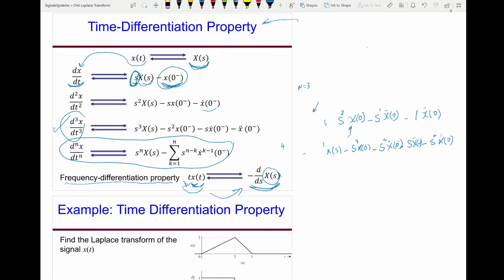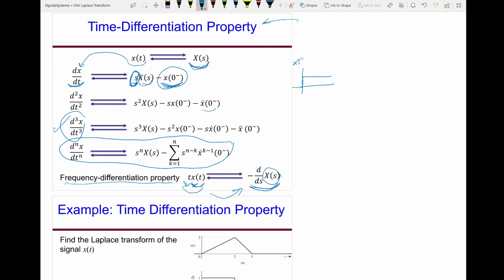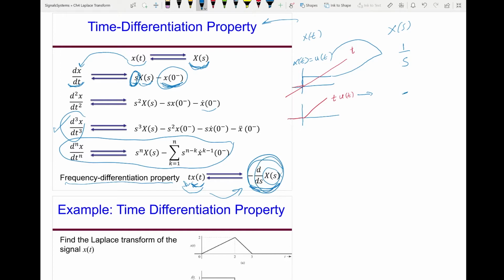One way to see this one is the following. If you have a signal x of t, which is a unit step function like this, now if I multiply it by t, which is a function like this one, now the signal will be this one, t u of t. The Laplace transform of u of t is 1 over s. Now what's the Laplace transform of this one? It will be, according to here, minus the derivative of X of s. The derivative of 1 over s with respect to s is just minus 1 over s squared. So that is 1 over s squared. So if you look in the table, that will be the Laplace transform of this signal.